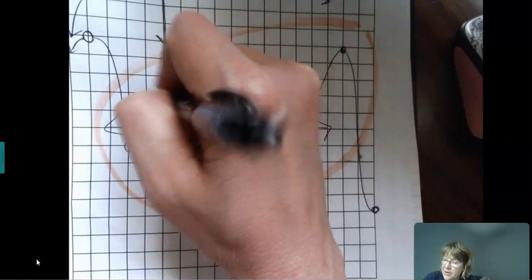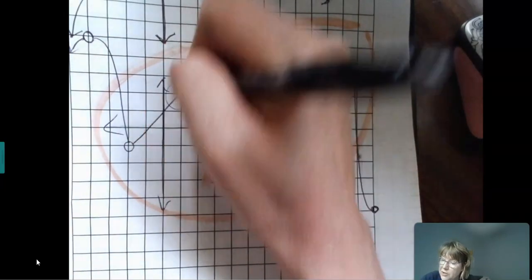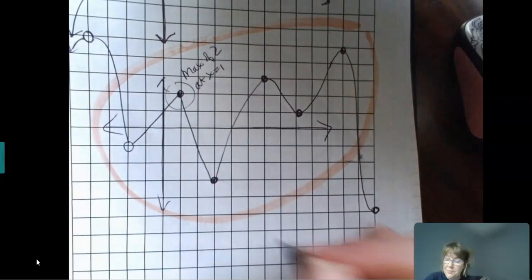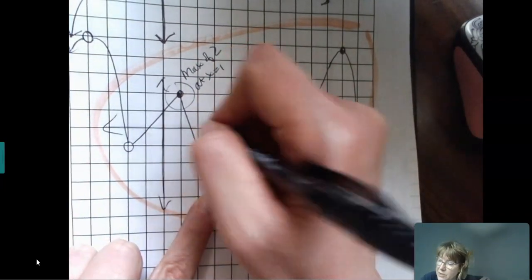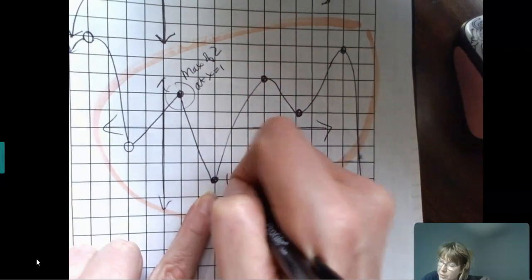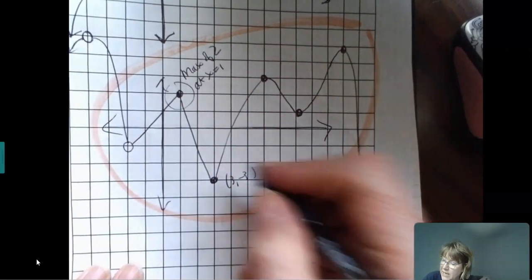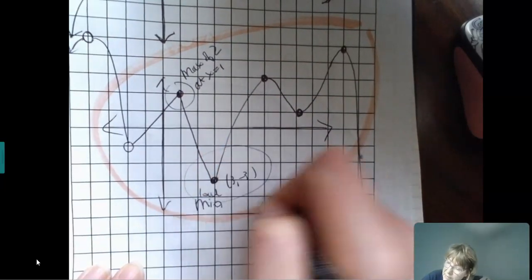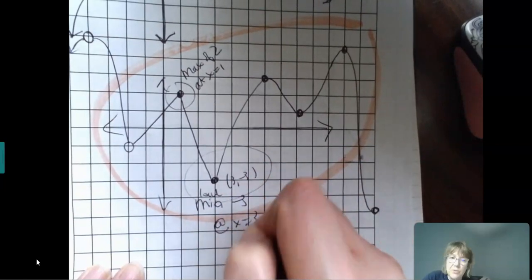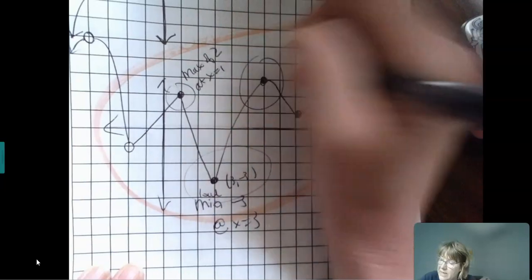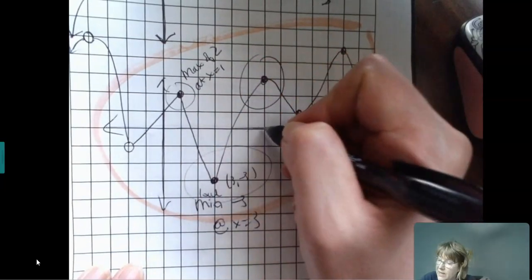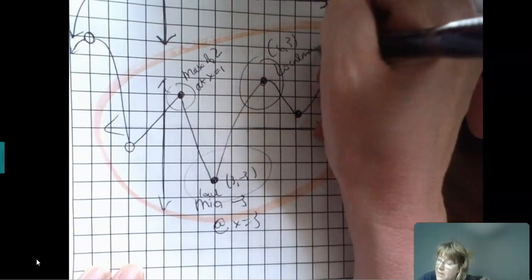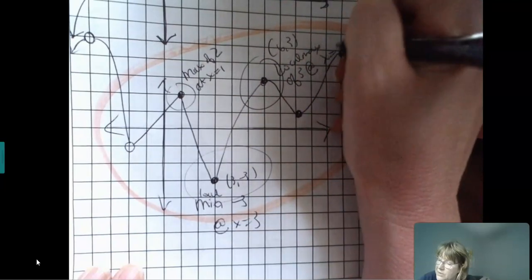All right, in this neighborhood, there is a max. So 1, 2, so there's a maximum value of 2 at x equals 1. This guy right here, what is that? 1, 2, 3, 1, 2, 3. So (3, -3) is the point. So that is a local min of -3 at x equals 3. Over here, again in the neighborhood, 1, 2, 3, 4, 5, 6, 3. So again, a local max of 3 at x equals 6.